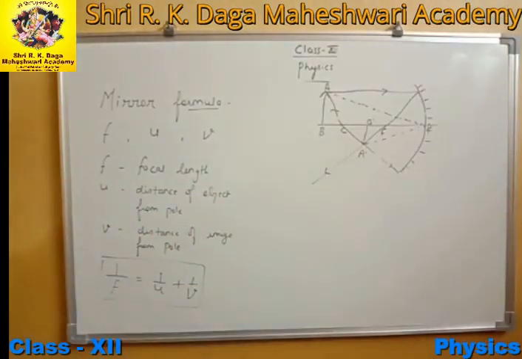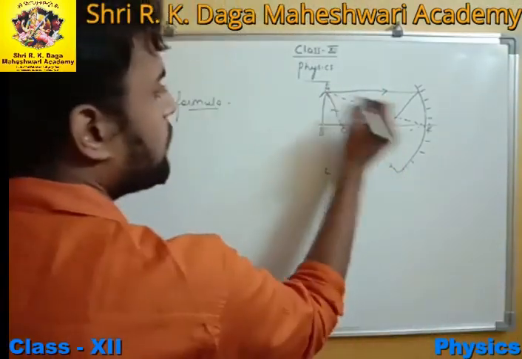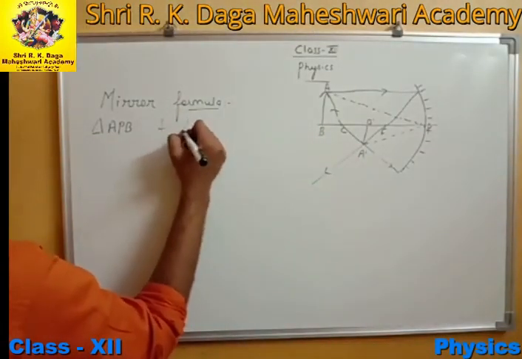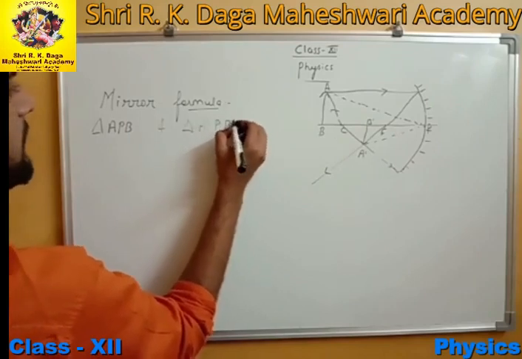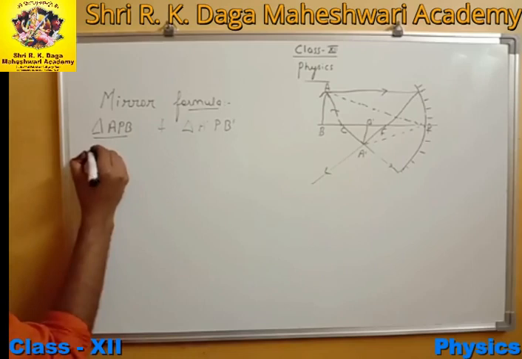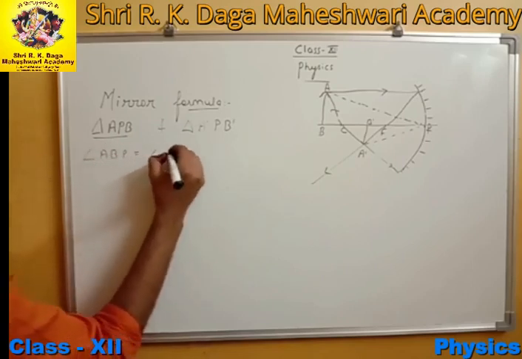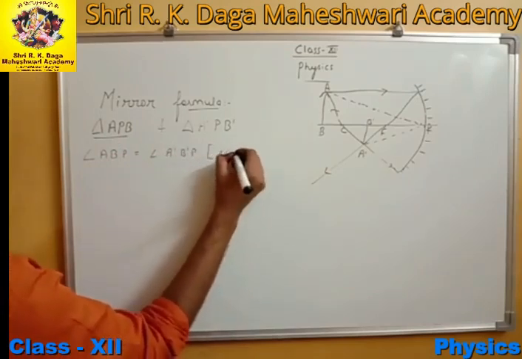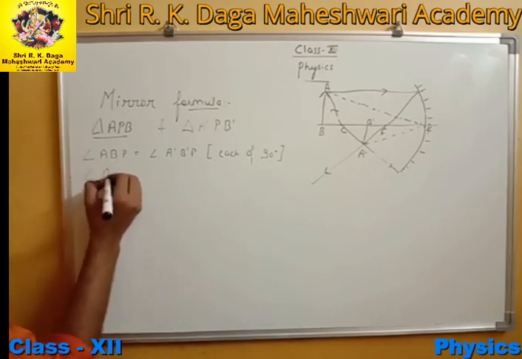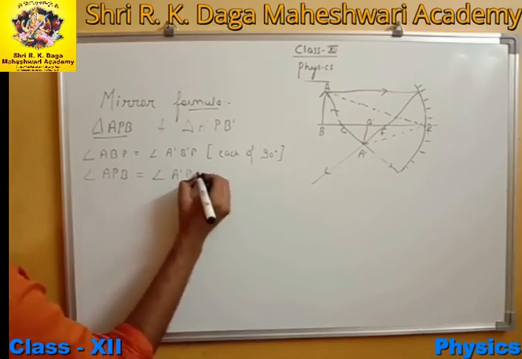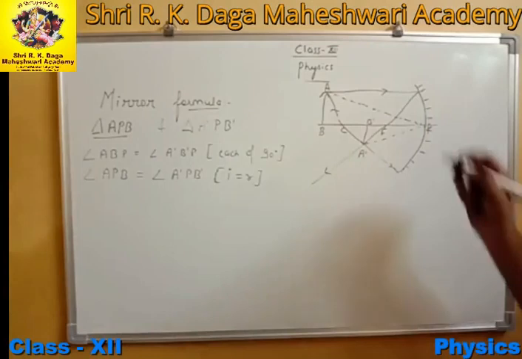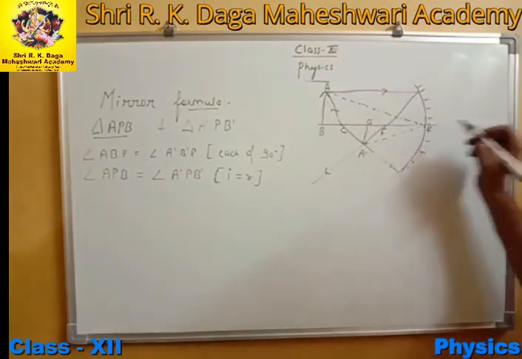From here we can see the triangle APB, which triangles am I talking about? The triangle APB and triangle A dash P B dash. Okay, I am talking about these two triangles. I can say that angle ABP is equal to angle A dash B dash P, right? As they are both 90 degrees. Similarly, I can say that angle APB is equal to angle A dash P B dash as i is equal to r, right? The angle of incidence is equal to the angle of reflection, and this ray AP will be our incident ray and A dash P will be our reflected ray.